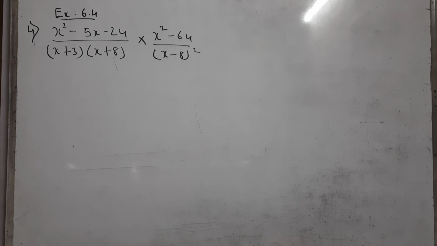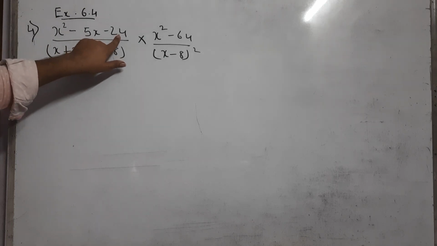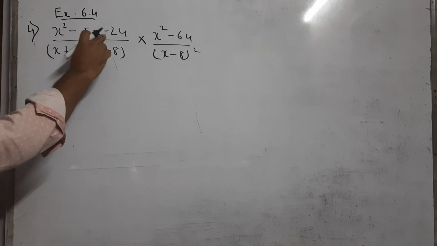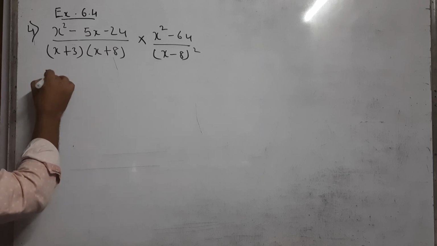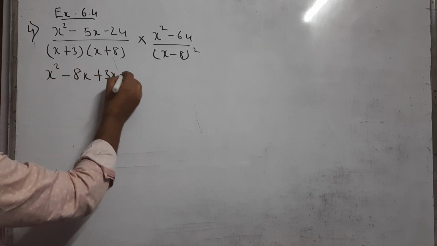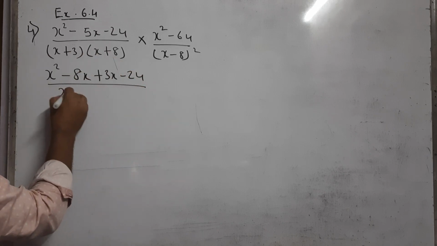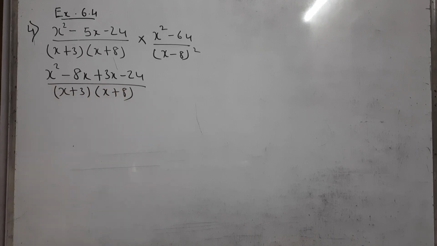Okay. Now here the fourth question. It's related to exercise 6.1. Here 24 is your product and 5 is your sum. The factors will be 8 and 3, here minus and here also minus. That means the greater number should be minus, the smaller number should be plus. That means x square minus 8x plus 3x minus 24. This bracket is already in the form of a bracket, so don't open the bracket over here.